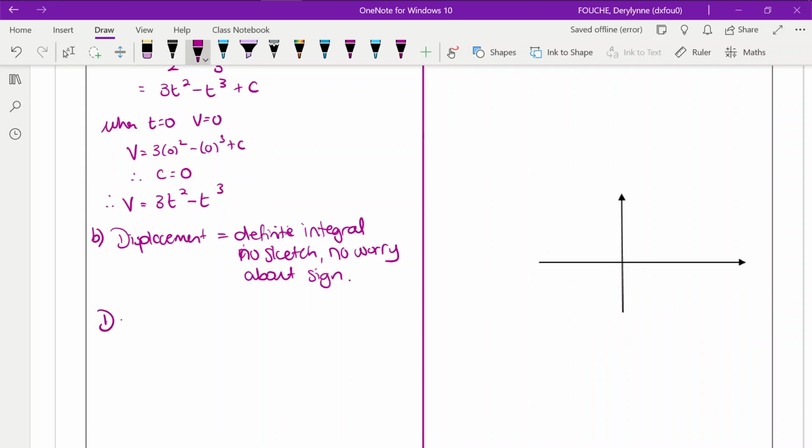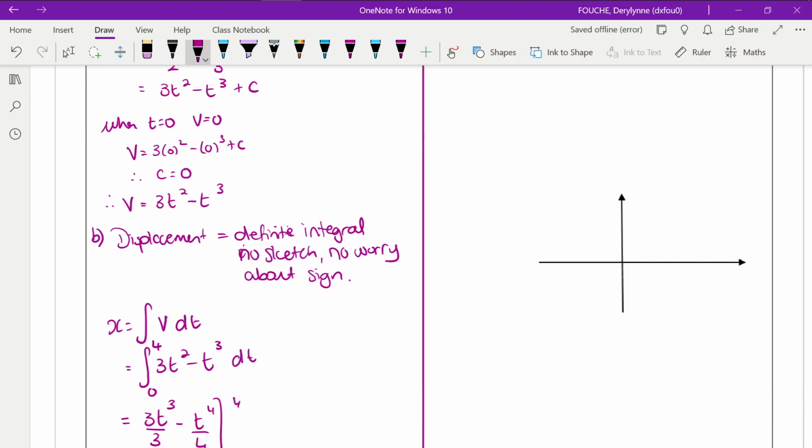Okay, we still have to say displacement, or x, let's call it x. x is our integral of velocity with respect to time. So we have the integral of 3t squared minus t cubed dt, and I'm going to integrate that. Now it said after 4 seconds, so that means I'm integrating from 0 to 4, and that's a definite integral. So I have 3t cubed over 3 minus t to the 4 over 4 from 0 to 4.